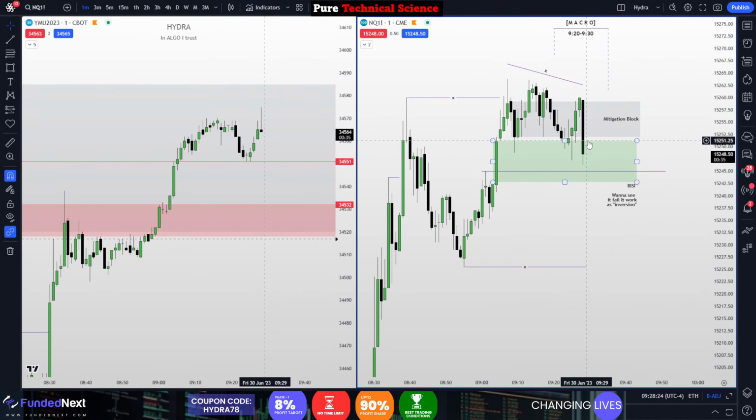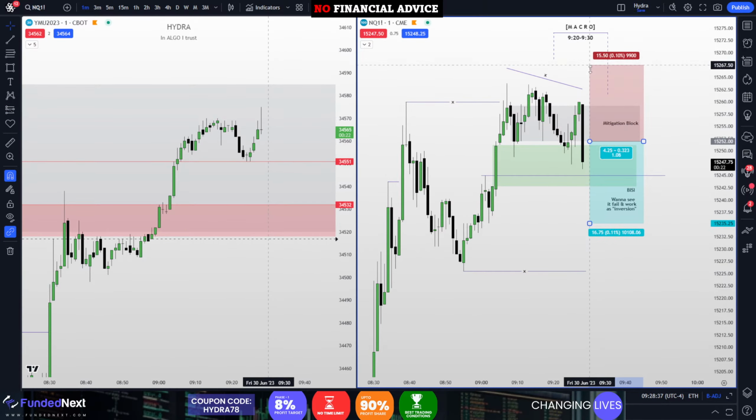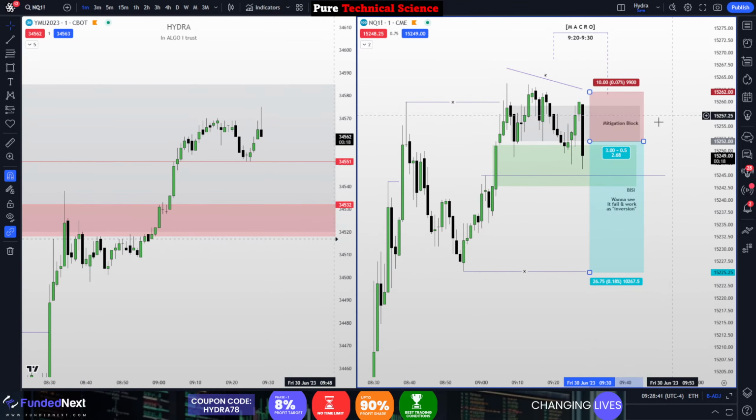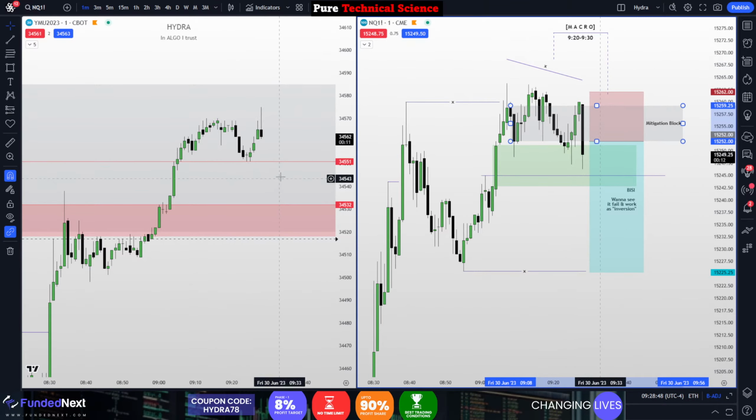So now let's see if price is getting support from this mitigation block. Now that we have a SMT, this mitigation block can work as a support towards sell side liquidity. So trade idea can be something like this, targeting this from this mitigation block, and I'm trusting it because of the SMT. Okay, do you guys see it?